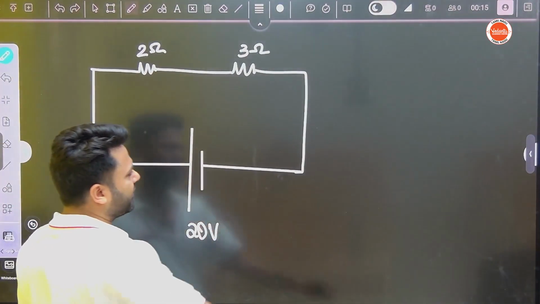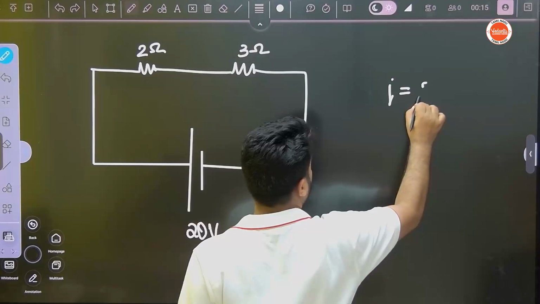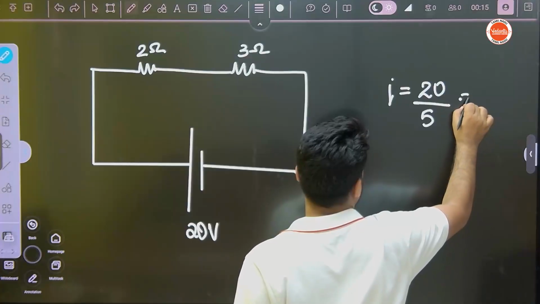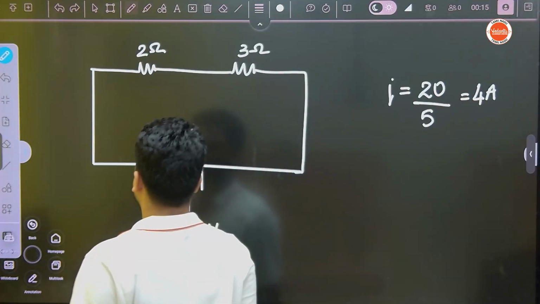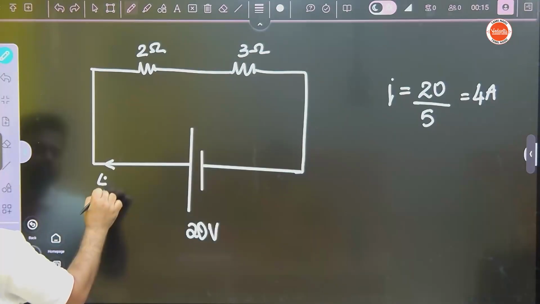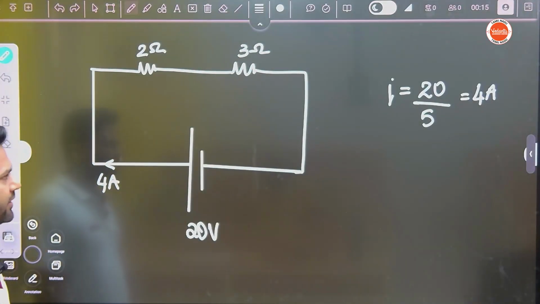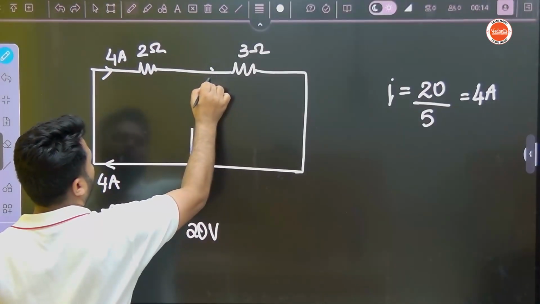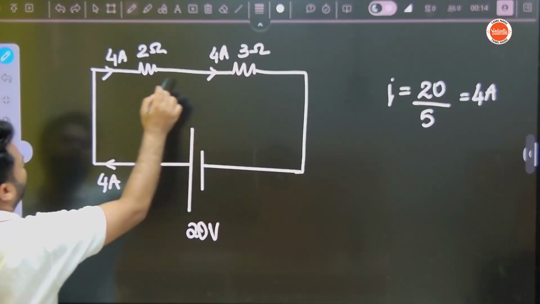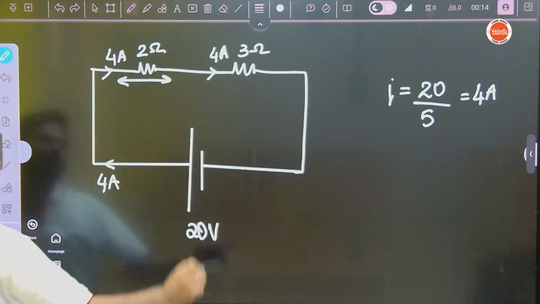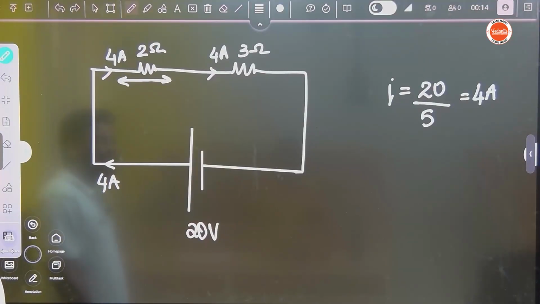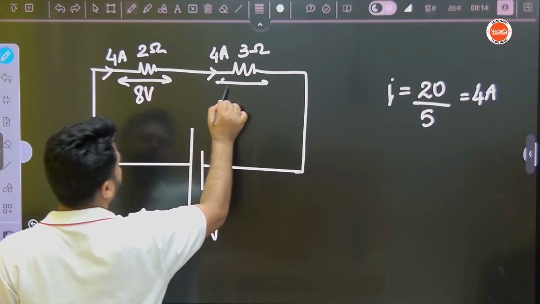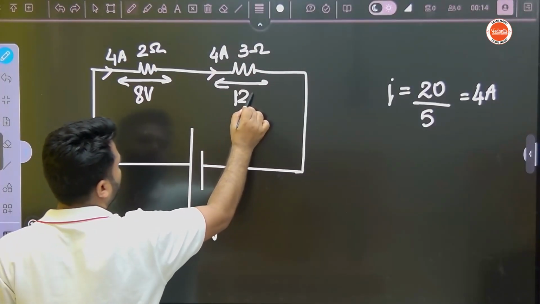What is the current in the circuit? I equals voltage divided by net resistance. 3 plus 2, 5. That is 4 ampere. So 4 ampere will flow, correct? 4 ampere will flow here also, and here also, as they are in series. So what is the voltage difference across this resistor? V equals IR. 4 times 2, 8 volt. What is the voltage difference across this? V equals IR. 4 times 3, 12.